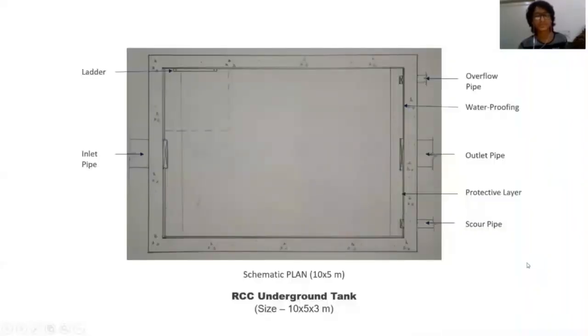Now, this is the RCC underground tank that we designed. So you can see it has various components and different types of pipes. The main pipes are the inlet pipe from which the water comes in, and the outlet pipe from which the water comes out. And then there are pipes like the scour pipe, which drains all the water from the tank if service is required or for other purposes. And the overflow pipe prevents the tank from overflowing.